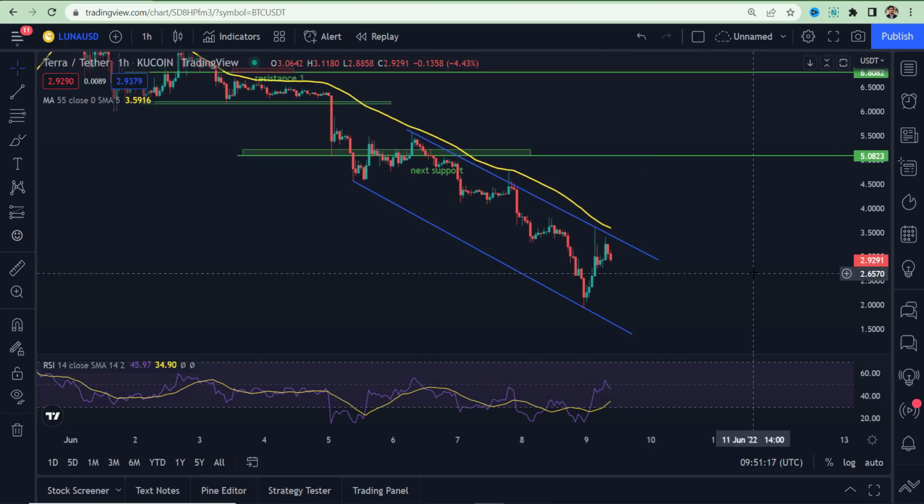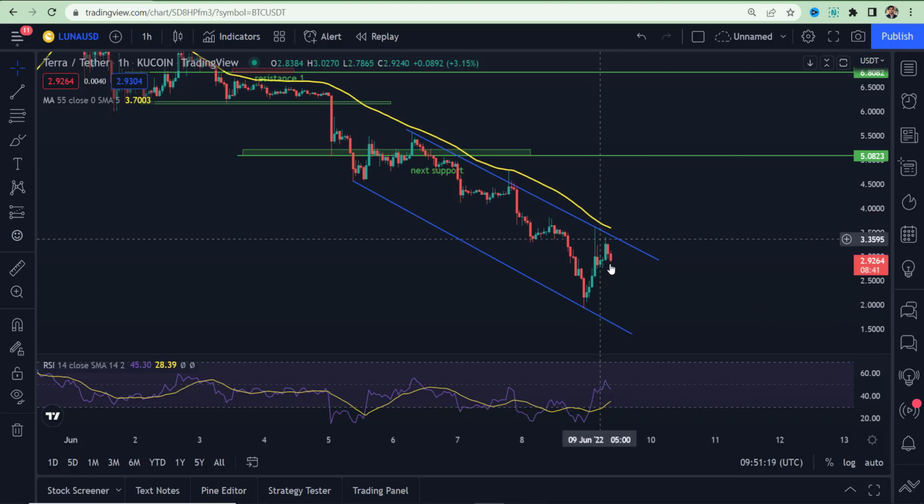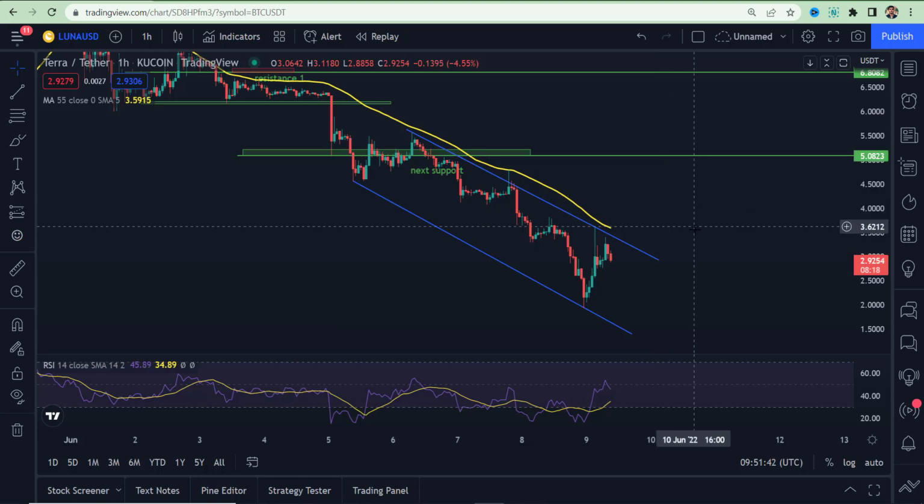So for Luna, I'm not expecting much. I would say that Luna is just consolidating within this range. Like it can go down and oscillate back to the upside. However, there is no special sign. But if it does close above this line, this level, you can try to take an entry and target this area. So that would be it for Luna.